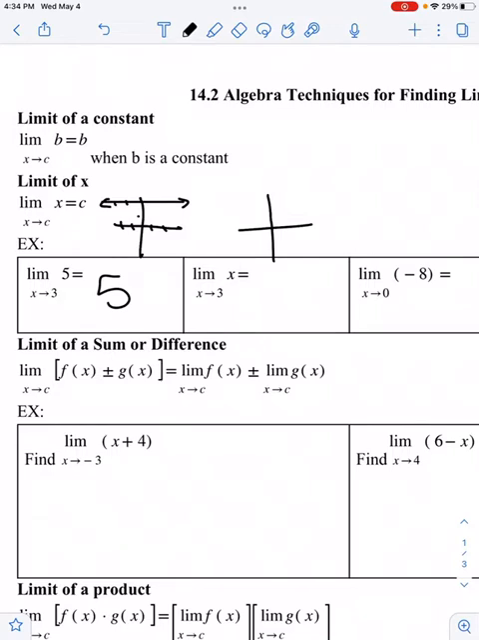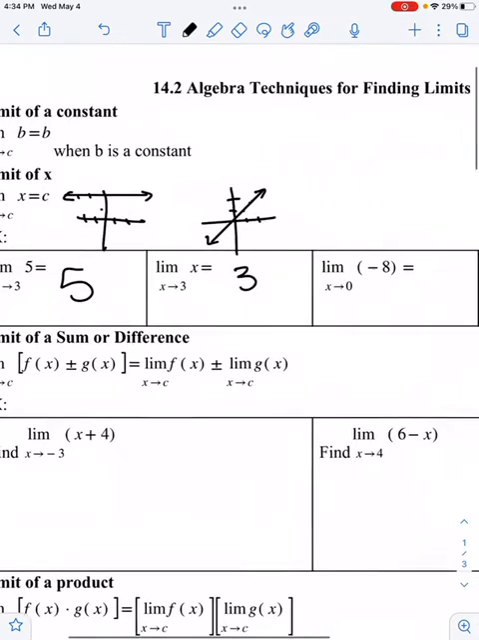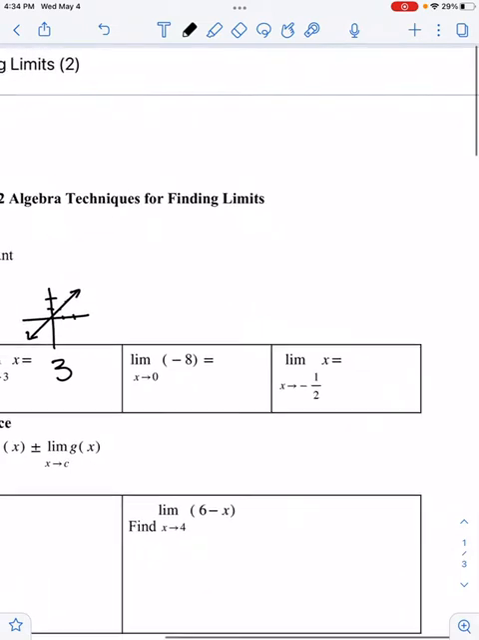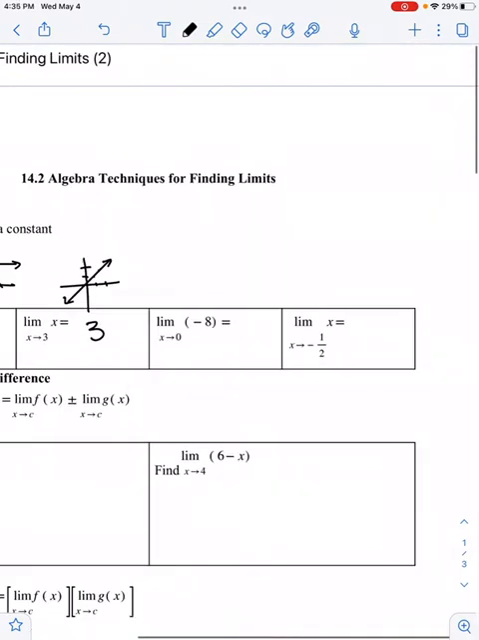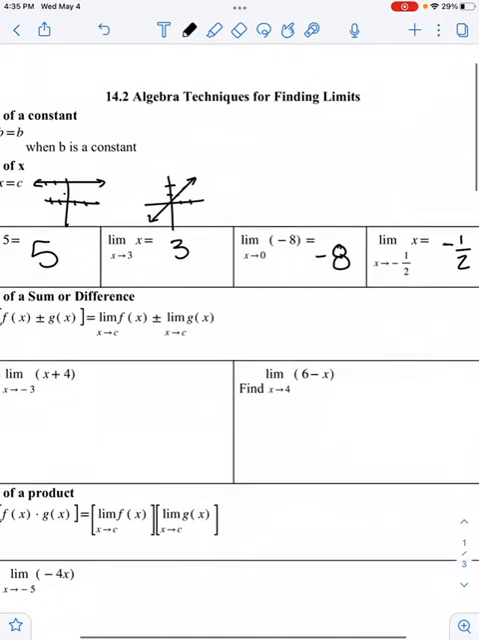This equation is the graph y equals x, which is a linear line. And at any x value, your y value is the same. So the limit as x approaches 3 of x is 3. Again, here we have a constant and a constant, so the answer is negative 8. And here we have the linear x as we approach negative 1/2, so our answer is negative 1/2.